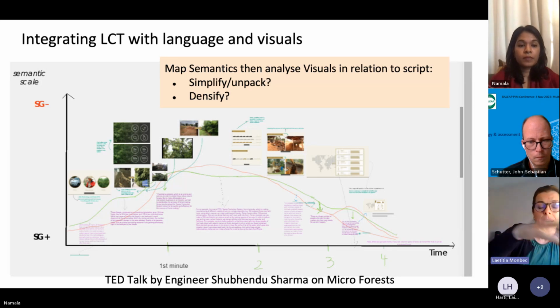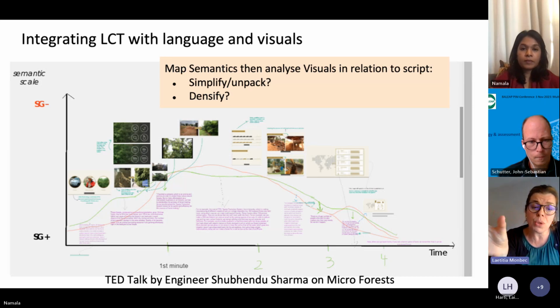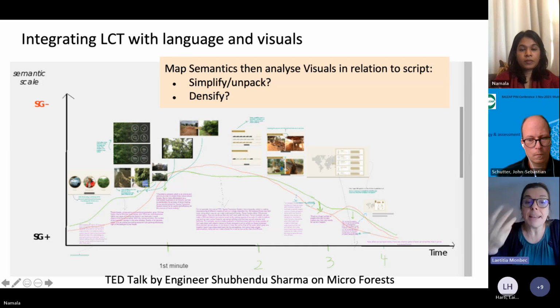So this is an example of an engineer talk. It's a TED talk, quite short. We would have it on a timeline like this, again semantic gravity, where the first approach to the text would be, where is the technicality? Where does it increase or decrease? But then they would go back to it and map the visuals and the scripts together so that we could discuss how the two collaborated.